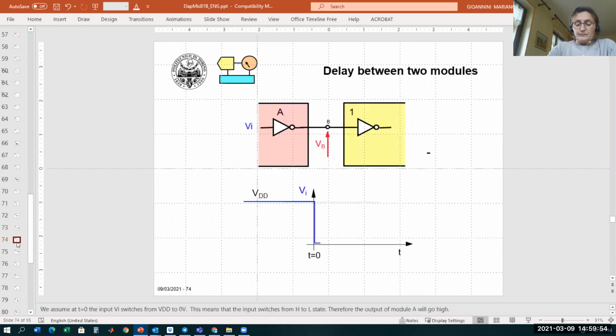Okay, so now the question is, what happens during the transient when we connect two modules? Let's see this example. We have a module A, which is, to simplify, an inverter that is connected to module B, which is another inverter. Let's assume that the input of A, so this voltage here, is initially set to high, so it's very close to VDD.